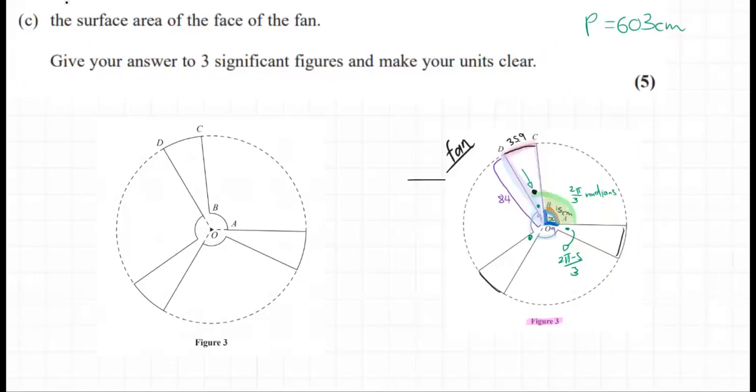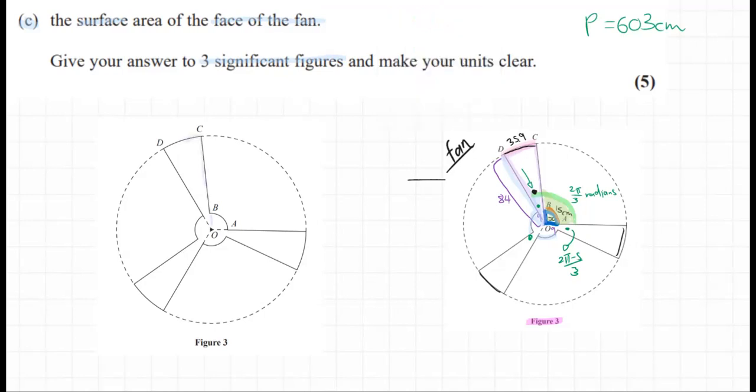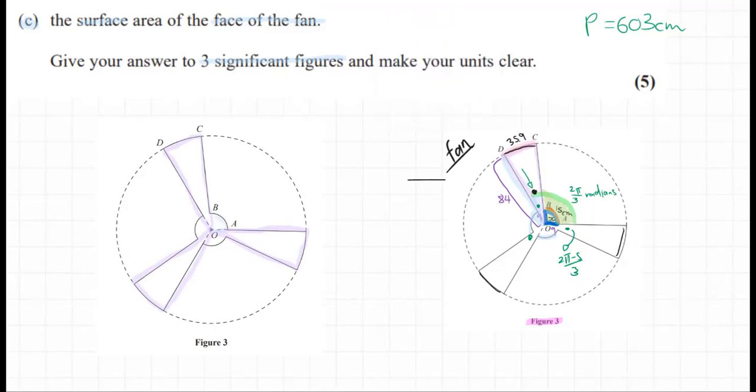Number C, last part of the question. It wants the surface area of the face of the fan. Okay. And give your answer this time to 3 significant figures. Well, to do surface area, we're going to have 3 of these, and then we're going to have 3 of these.